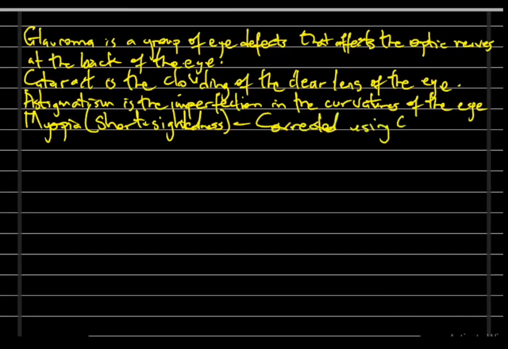It is corrected using a concave lens. You correct it using the concave lens. Another one is hypermetropia, which is long-sightedness.